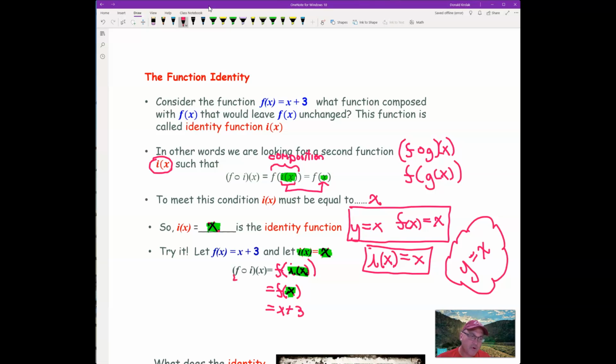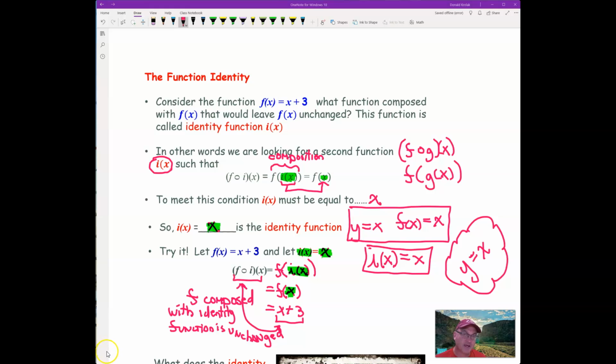So we composed f with the identity function, and it didn't change. That's what an identity function does. So f composed with the identity function is unchanged because it just stayed x plus 3. So that's what the identity function does.